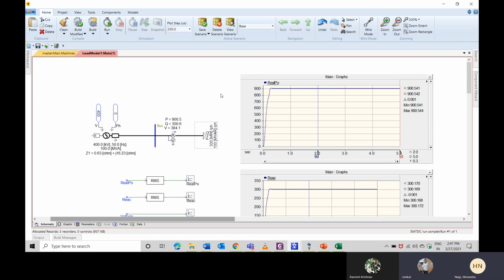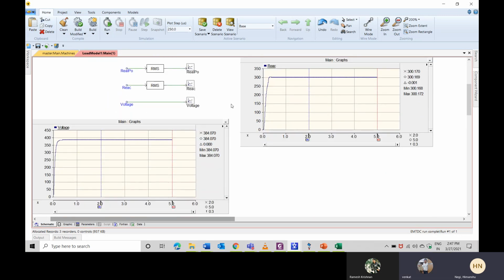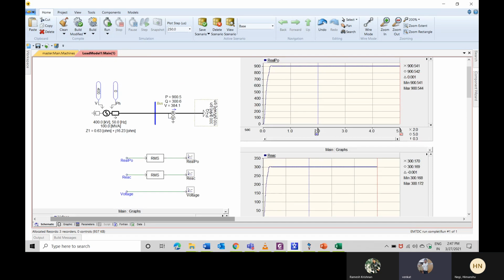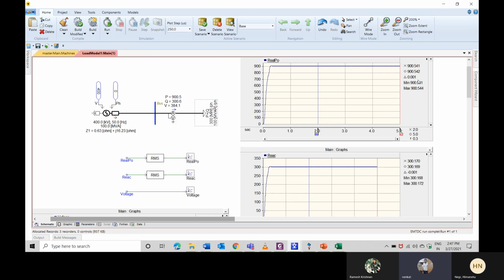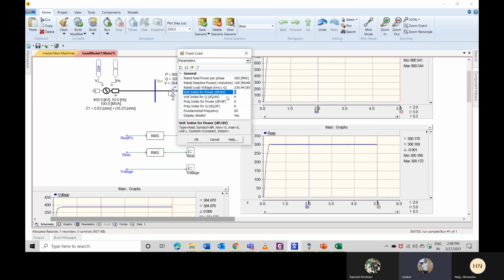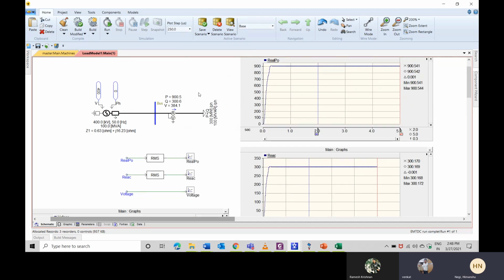We don't need to take the voltage into account here. It is a constant power load, so whatever happens to the voltage, your power remains the same. Here you can see there is 900 real and 300 reactive. Now we will change this factor to 2. Now it will act as a constant impedance load.